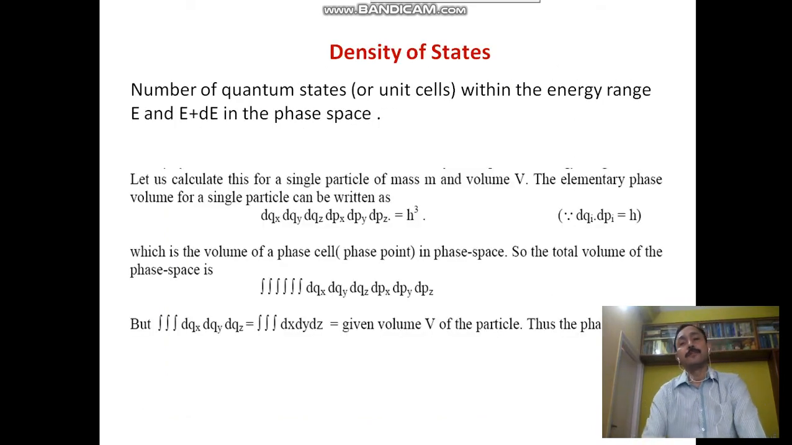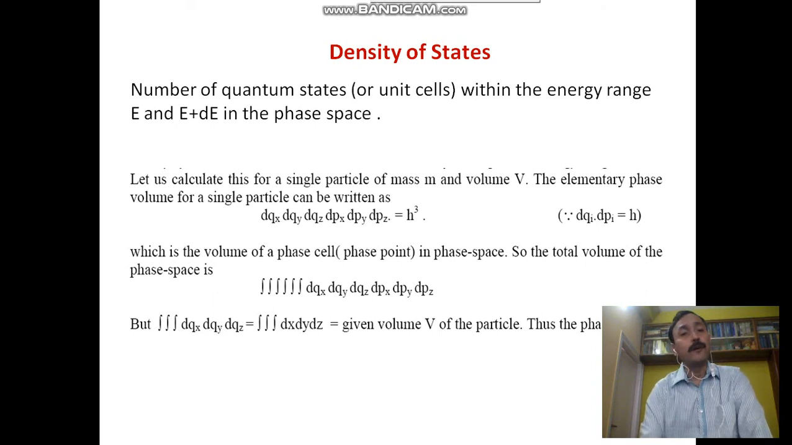Now, density of states. Density of states means the number of quantum states or unit cells within the energy range E and E plus dE in the phase space, or the number of states per unit volume. Let us calculate. This is for a single particle of mass m and volume V.